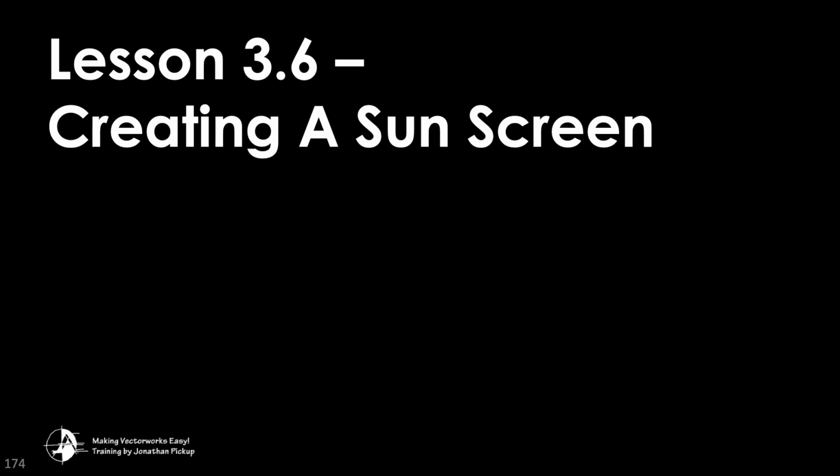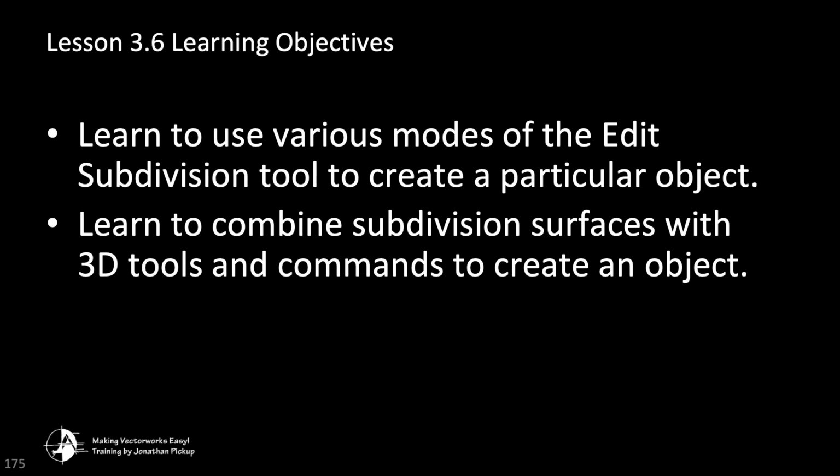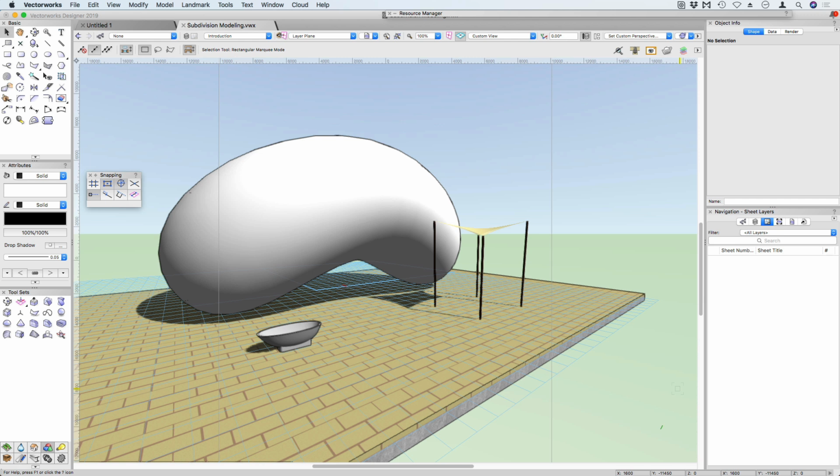This is lesson 3.6, creating a sunscreen. In this lesson, we will learn to use various modes of the Edit Subdivision tool to create a particular object. We will learn to combine subdivision surfaces with 3D tools and commands to create an object. Let's get into Vectorworks.